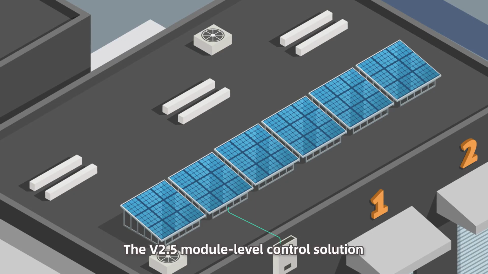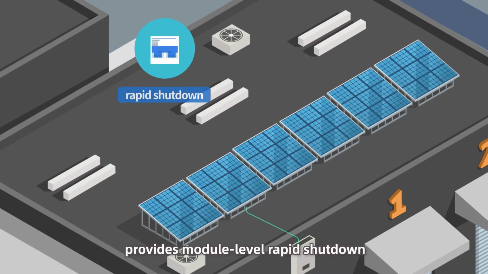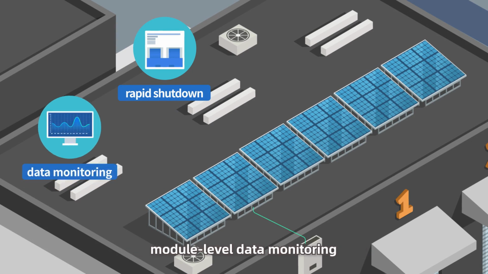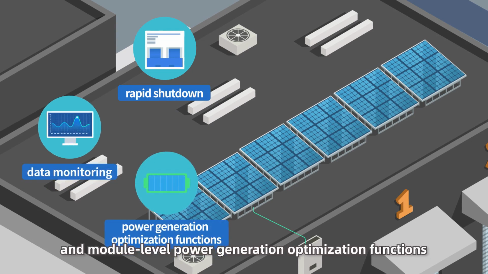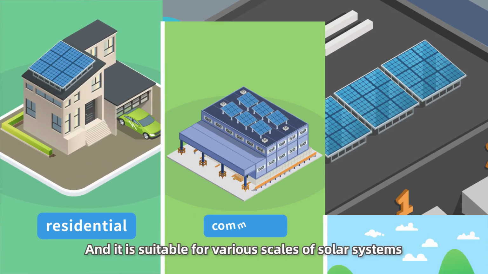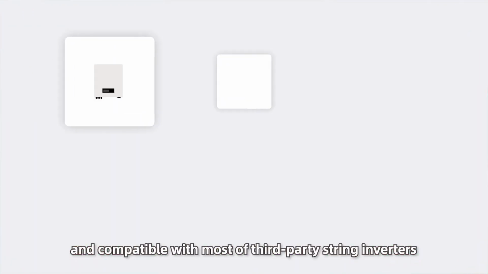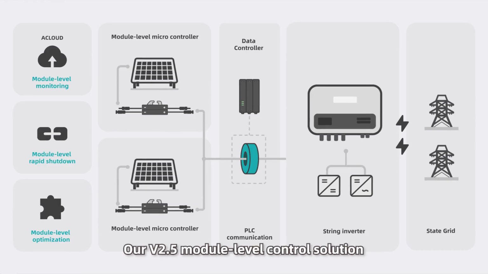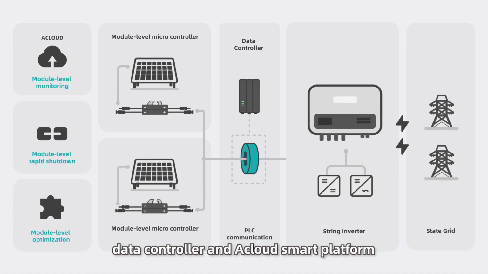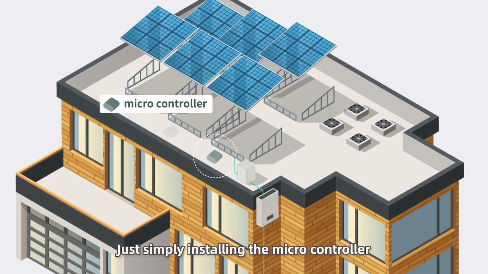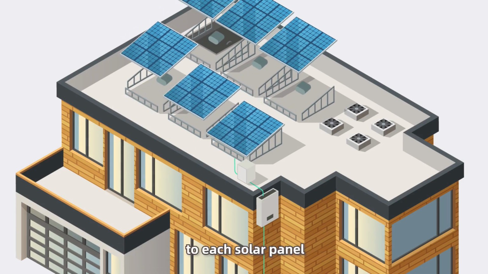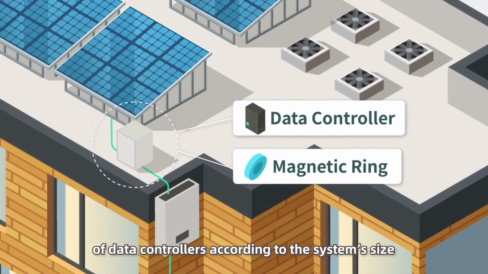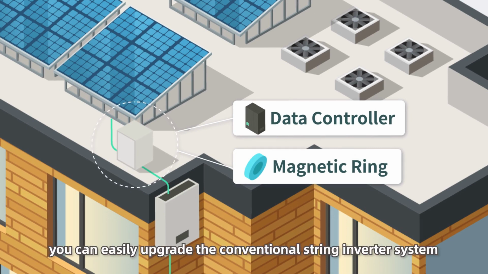The V2.5 module-level control solution provides module-level rapid shutdown, module-level data monitoring, and module-level power generation optimization functions. And it is suitable for various scales of solar systems and compatible with most third-party string inverters. Our V2.5 module-level control solution consists of a module-level microcontroller, data controller, and a cloud smart platform. Just simply install the microcontroller on each solar panel and match the required number of data controllers according to the system size, and you can easily upgrade the conventional string inverter system.